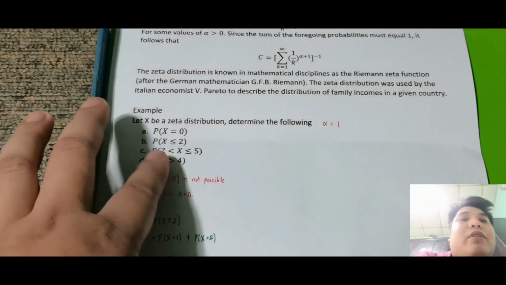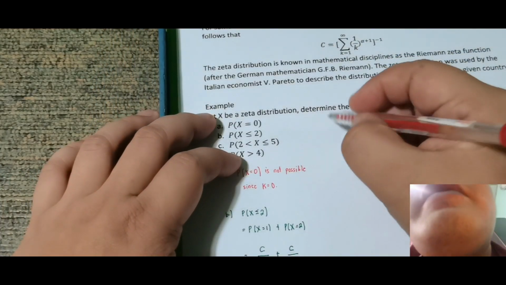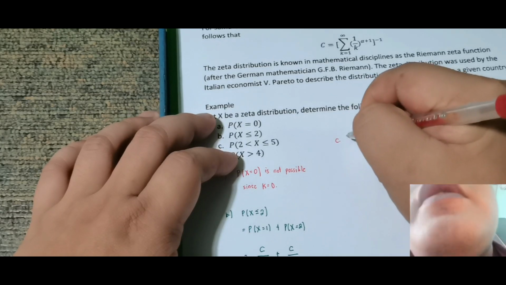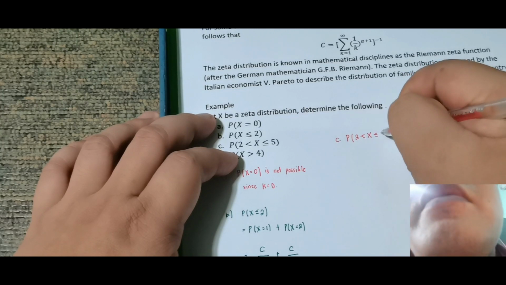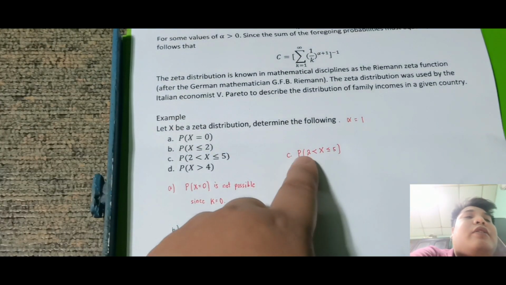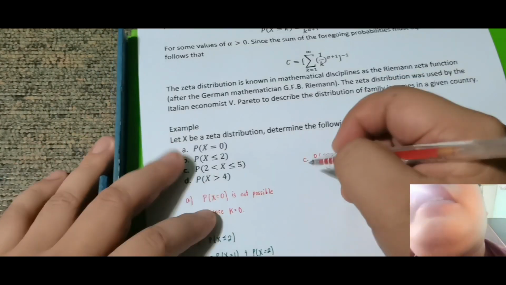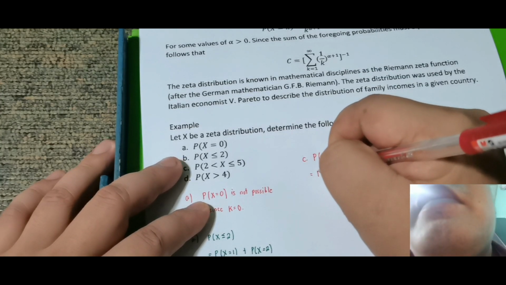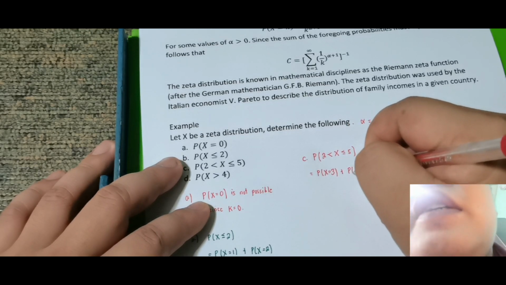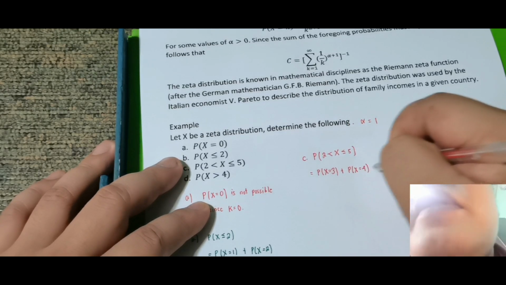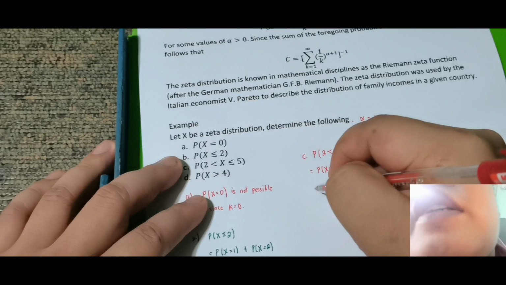So next is tapusin na natin itong mga values na to para makuha na natin sa totally lahat. So for letter C, we have the probability at 2 less than x less than or equal to 5. So kung napapansin mo, less than greater than 2 siya, so meaning hindi siya abot sa 2. So start tayo sa 3, 4, and 5. Okay, so this is just the probability of x is equal to 3 plus the probability x is equal to 4 plus the probability x is equal to 5. Okay, then substitute lang natin.